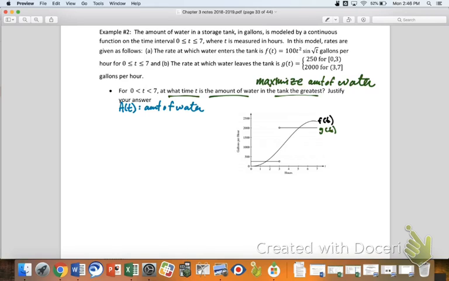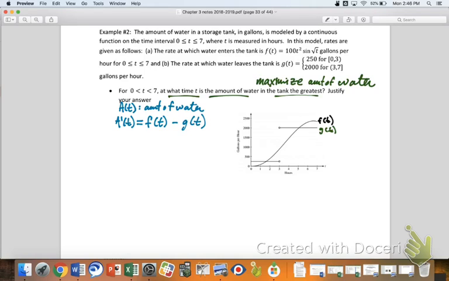So if A of t stands for the amount of water, and we're trying to maximize the amount of water, I have to set A prime equal to 0 or DNE. I don't know what A of t is. Do I have any clue what A prime is? There it is. This is that net rate idea. A prime is equal to f of t minus g of t.